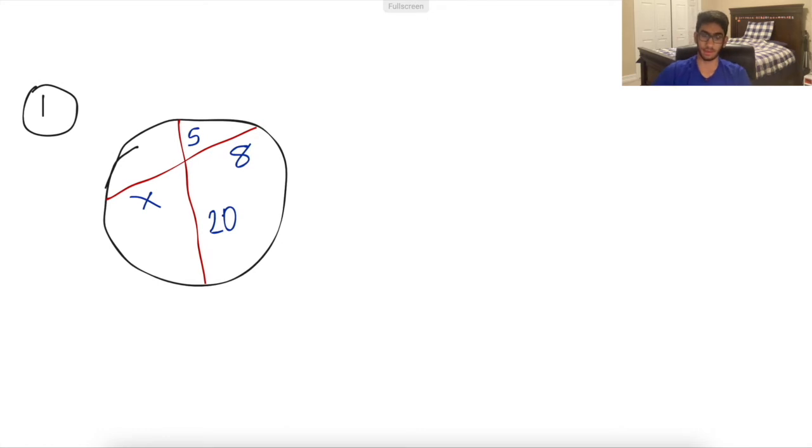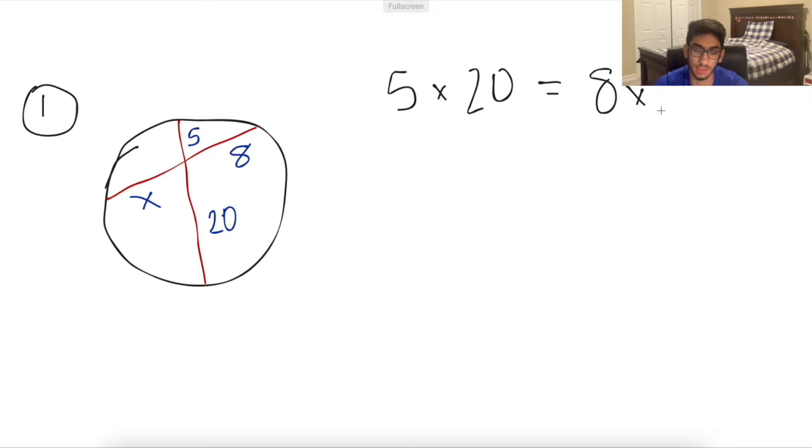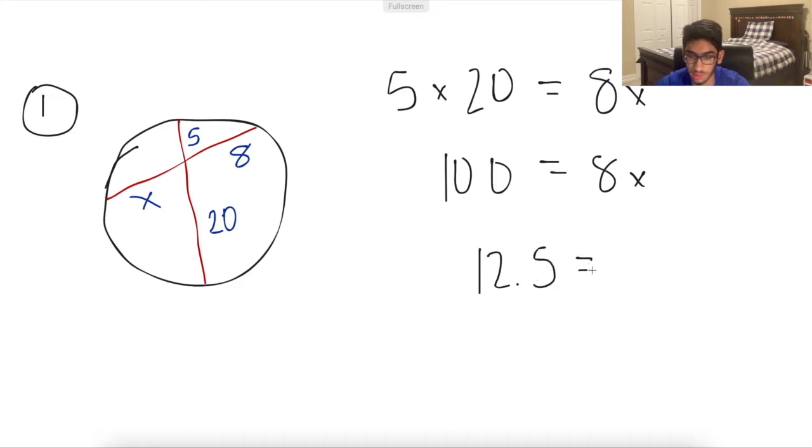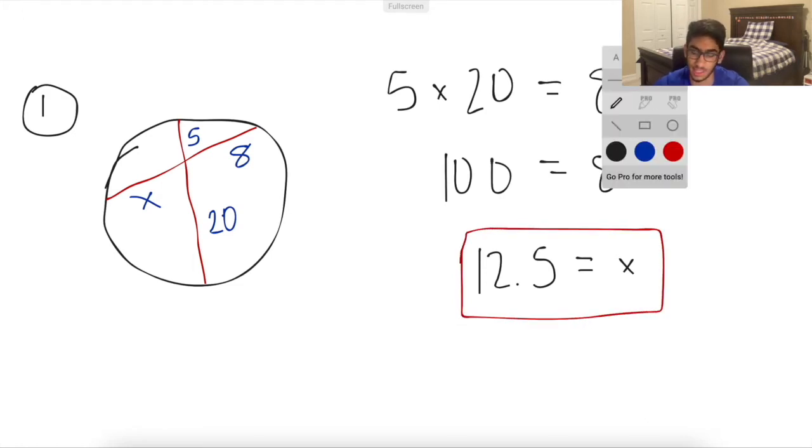Alright, so this example is type 1, and the formula that we use is part times part equals part times part. Remember, we want to use the parts that are on the same chord. So we would do 5 times 20 equals 8 times x, which is 8x. This is pretty straightforward. So we have 100 equals 8x, and once we divide by 8, we have 12.5 equals x. When we have integers like this, it's going to be really easy, but when we have expressions, it's going to be a little bit trickier, as in the next example.